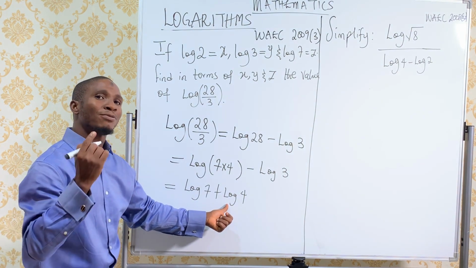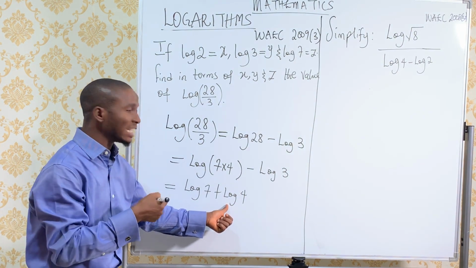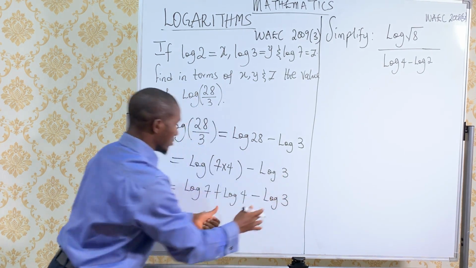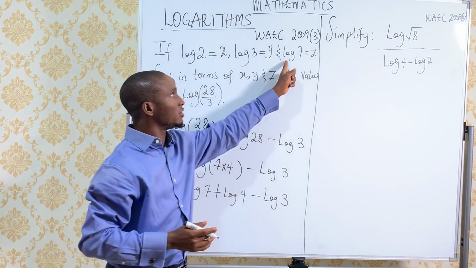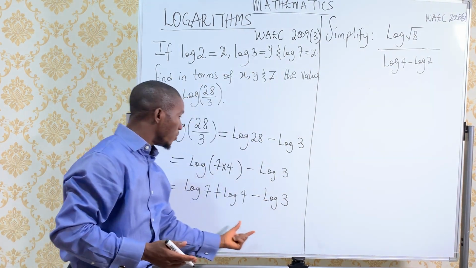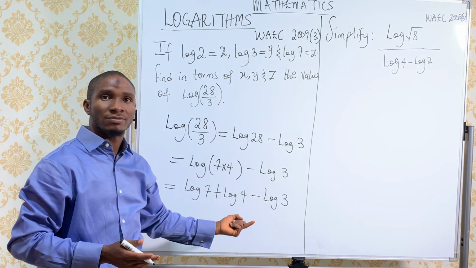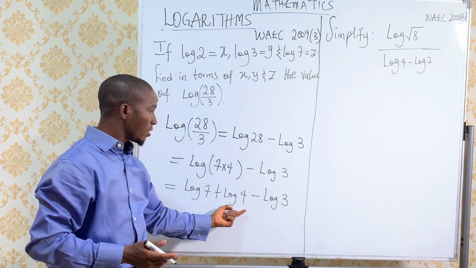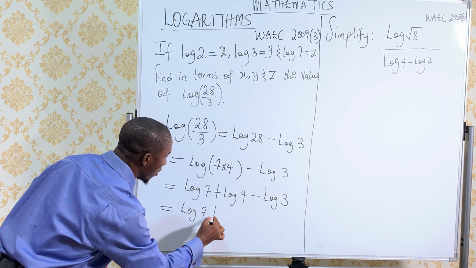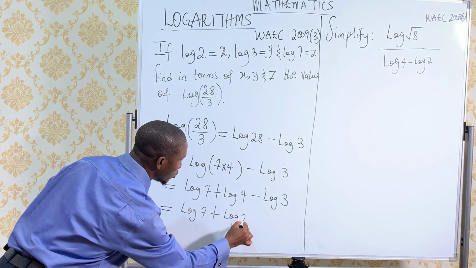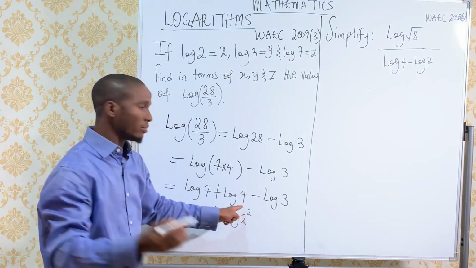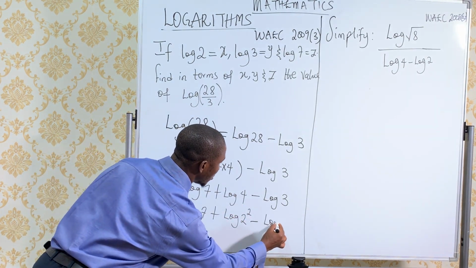So we can check our previous class on the laws of logarithms to understand this better. Now, minus log 3. Log 7 has been achieved, which is z. Log 3 has been achieved, which is y. But log 2 is yet to be achieved, but we have log 4. Now, we can break down log 4 as log 2 raised to the power of 2. 2 raised to the power of 2 will give us 4. Minus log 3.